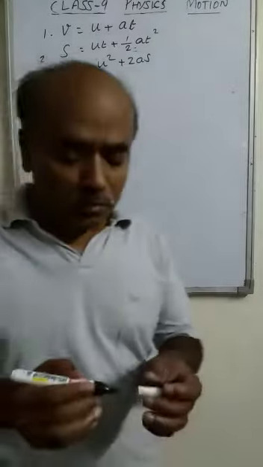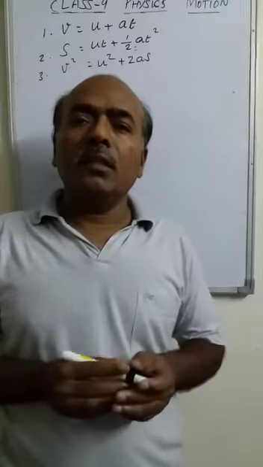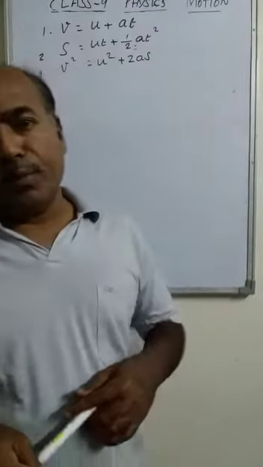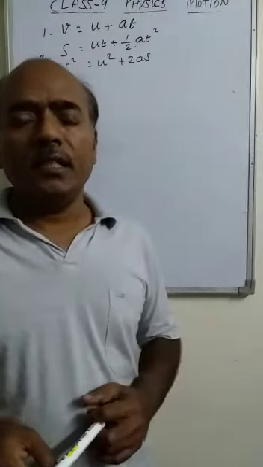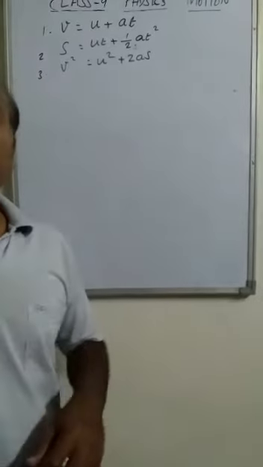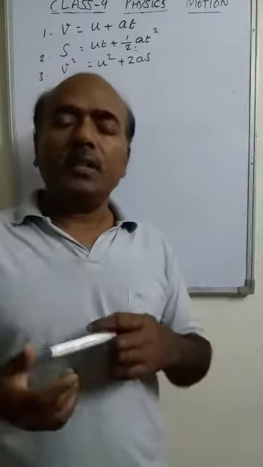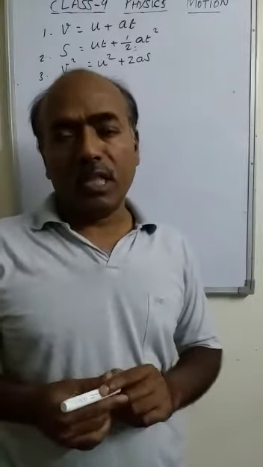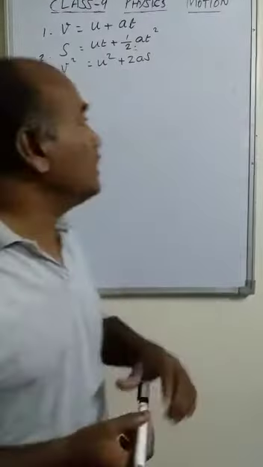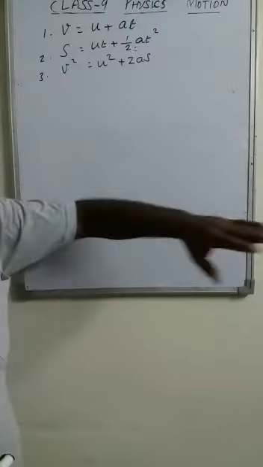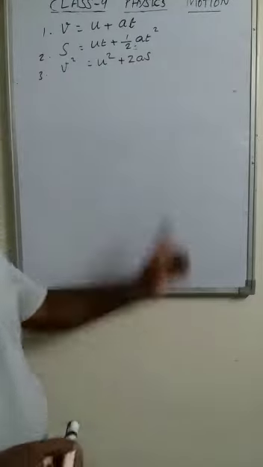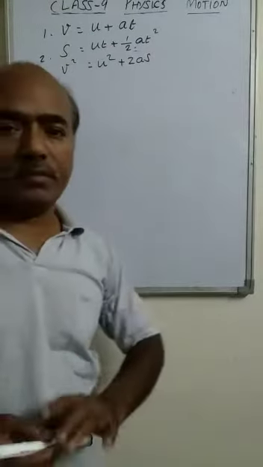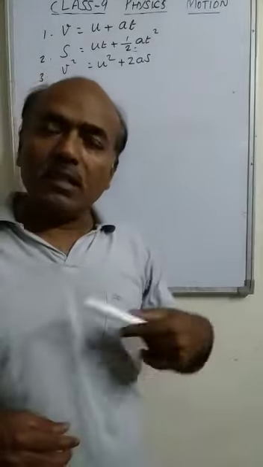These are the three equations of motion which are used in uniformly accelerated motion. If the motion is not uniformly accelerated, then we also discussed how these equations change. If there is no acceleration, then these terms will be neglected. Only the equations become v equal to u, s is equal to ut, v square is equal to u square. That is, the motion is uniform.